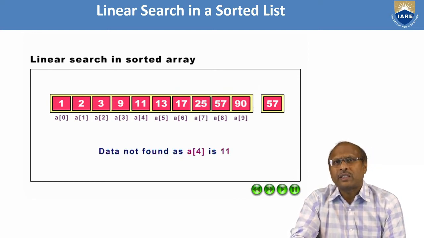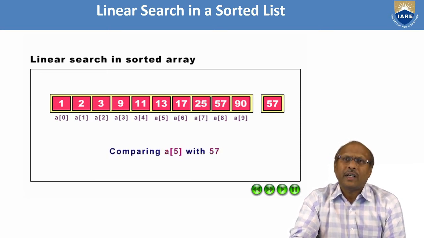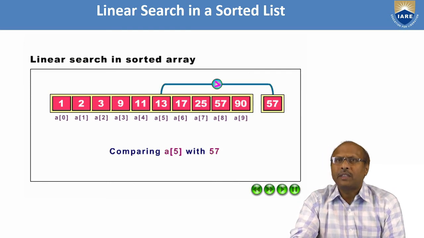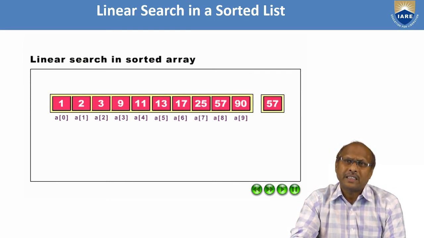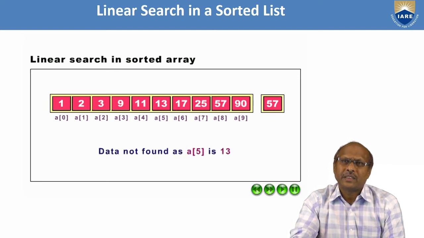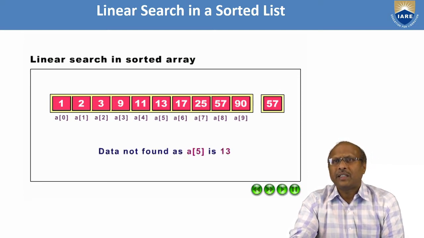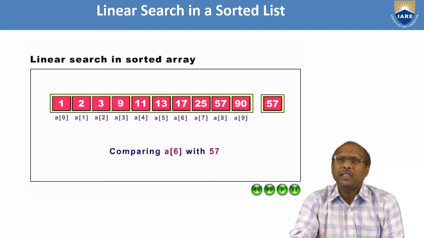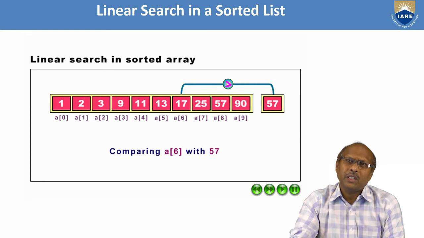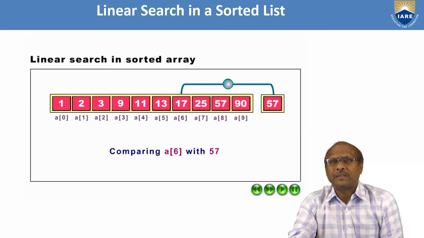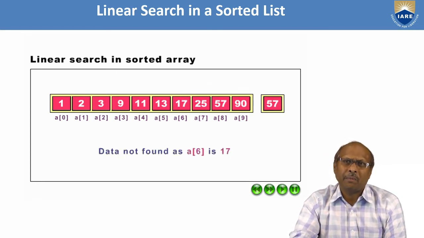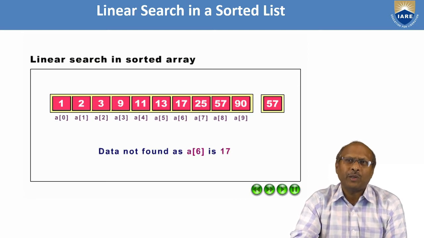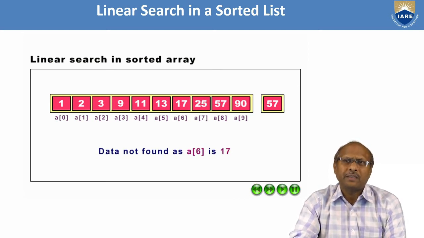Again, it will go to the next location, A of 5. The value there is 57, which is also not matching. Then it checks the next data, 17. 17 also is not equivalent to 57. When it is not equivalent, again it goes to the next location, because its goal is to compare whether equal or not. If it is equal, okay, but here also not matching.